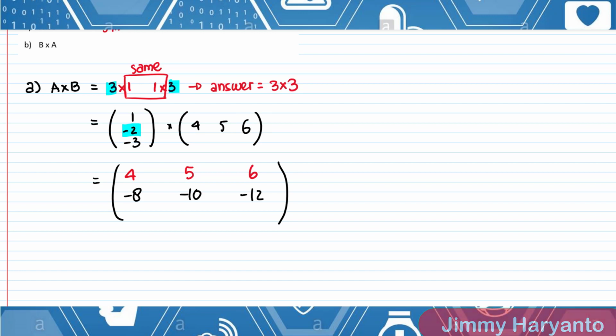Next is the third row. For the third row, we do the same. The third row times the first column will be -12. The third row times the second column equals -15. The third row times the third column equals -18. So this is the result of the multiplication A times B, and the dimension is 3 times 3 as we predicted.